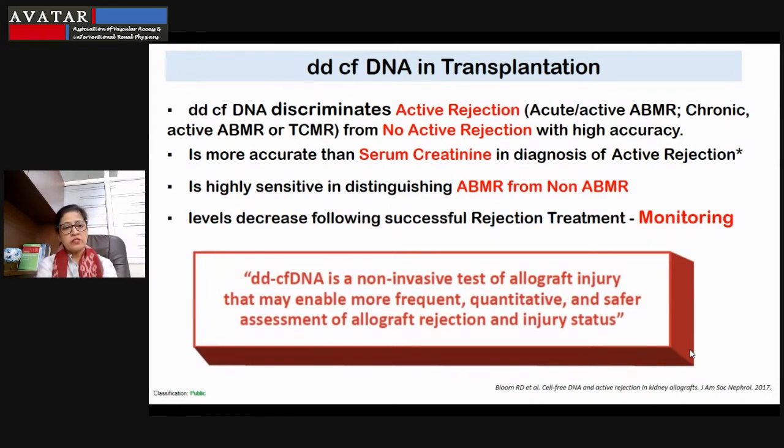and in drug monitoring. So, donor derived cell free DNA is a non invasive test of allograft injury that may enable more frequent, quantitative, and safer assessment of allograft rejection and injury status. This, by and large, fulfills most of the criteria that have been laid out for an effective biomarker.